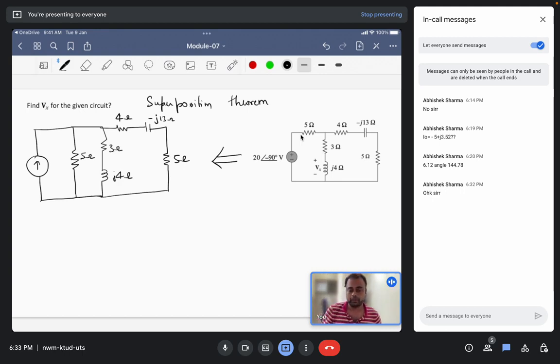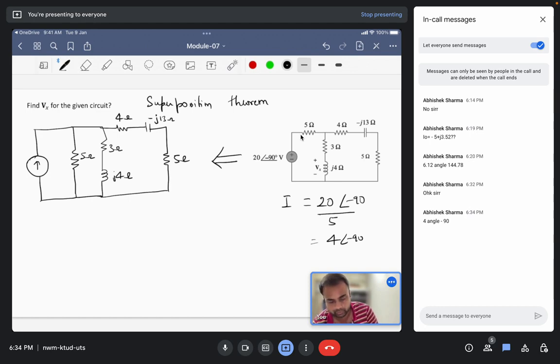So can anyone tell me what will be the value of current source, the current delivered from the source? So find the value of I through the current source. Okay, 4 angle minus 90. So simple, voltage is given 20 minus 90 and divided by the resistance, so that is 4 angle minus 90.